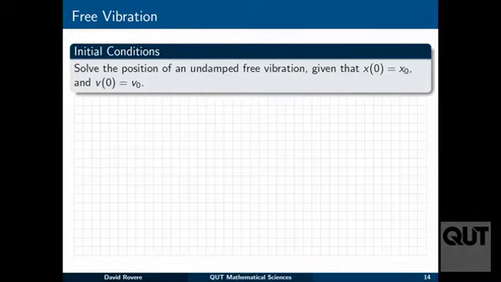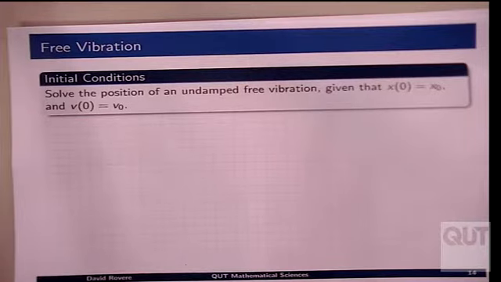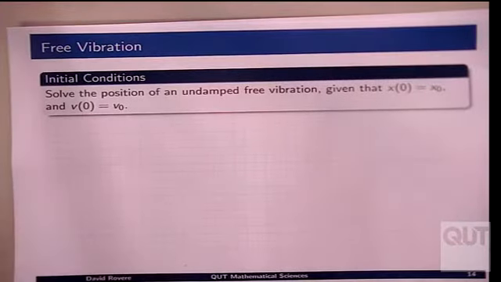So now we're going to look at applying initial conditions to a problem. I want to solve the position of an undamped free vibration, given I'm provided an initial value for x, which I've called x naught, and an initial value for velocity, which I've called v naught. So for undamped free vibration, we've already come up with what the general solution looks like.